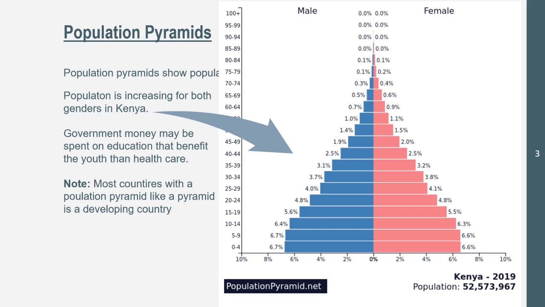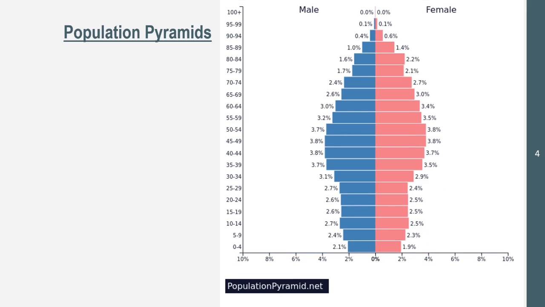Now, note, most countries with a population pyramid that is like a pyramid is a developing country. So any that's a pretty simple triangle is a developing country. One that's going to be a skyscraper or an upside-down pyramid is most likely developed. Alright, here we go. Another population pyramid.